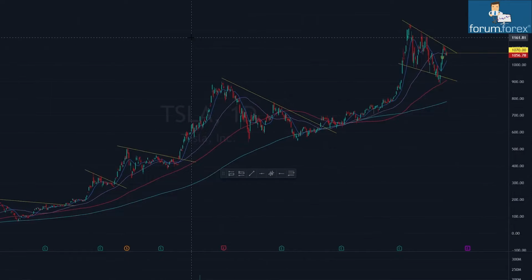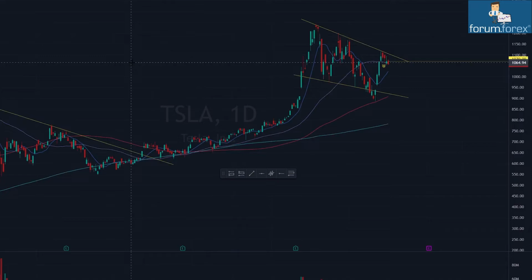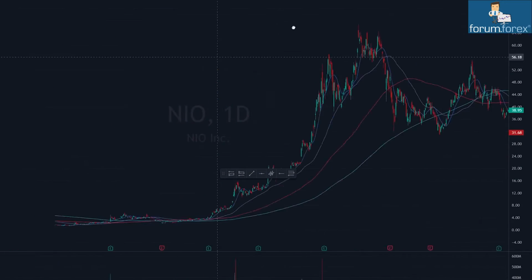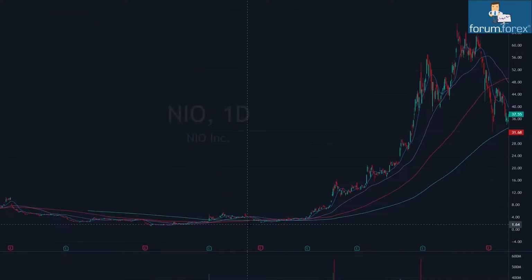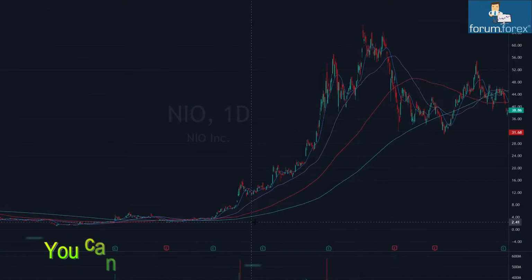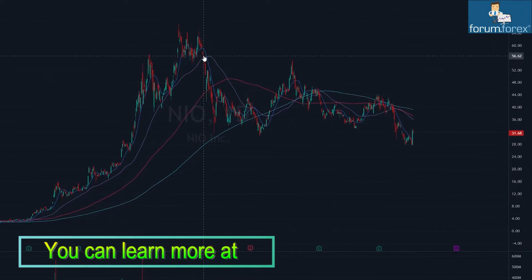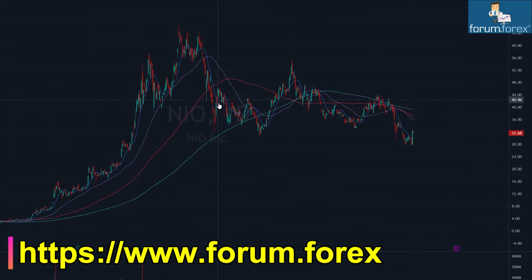Over here on screen I have Tesla, and as we can see, as soon as Tesla starts to trend over the SMAs, it starts to go higher. We can also look at another example over here, NIO. As soon as it got above the SMAs, it started to trend. We can also see that it's above all these SMAs: the 20, the 50, the 100, and the 200. And we can see that when it's below pretty much the 50, the trend is gone.